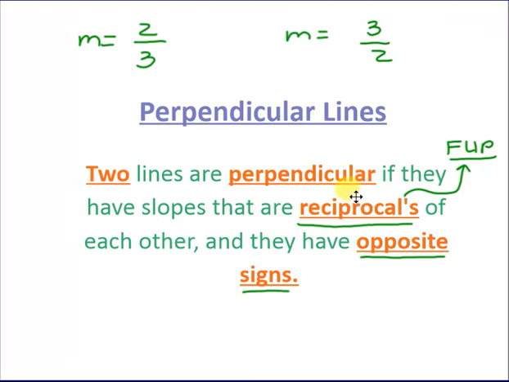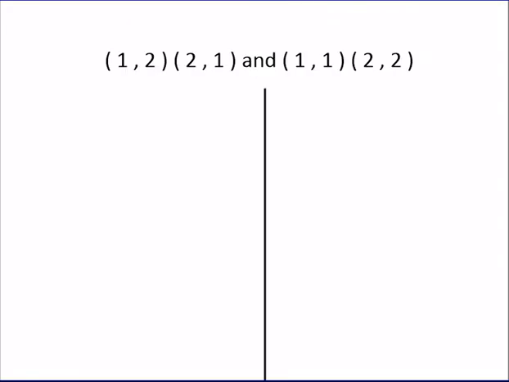So first I flip it, then it has the opposite sign. Well, if this is positive, this would be negative. So if you have the flip of the original slope and the opposite sign, then they will be perpendicular lines. Okay, so let's take a look at some of these.